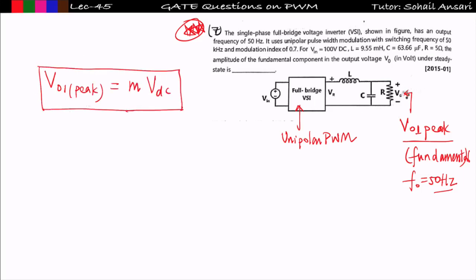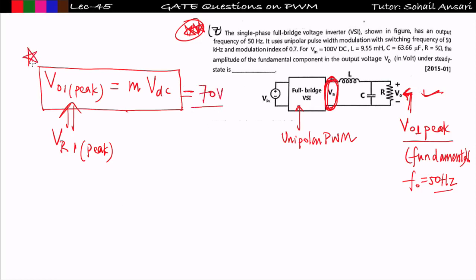This V01 peak is not here. This V01 peak is equal to VR1 peak, where VR is the voltage across this terminal, because the output of the inverter is here only. Once I get the VR01 peak, I can easily get the V01 peak by applying the voltage division rule. So V01 peak will be equal to M times VDC. M is given as 0.7 multiplied by VDC, which is 100 volt. So it will come out to be 70 volt.